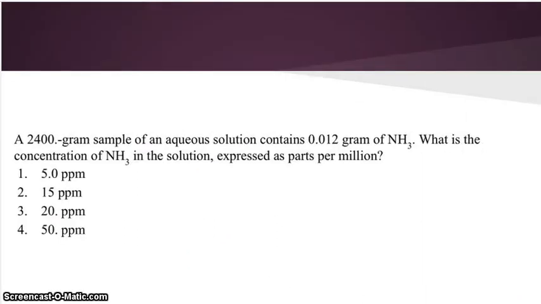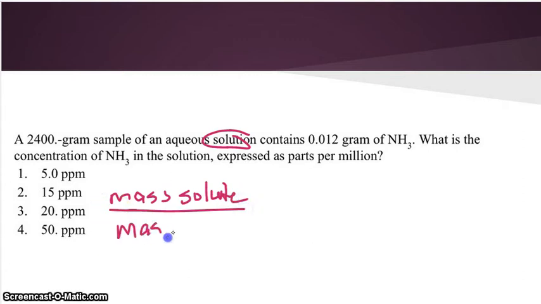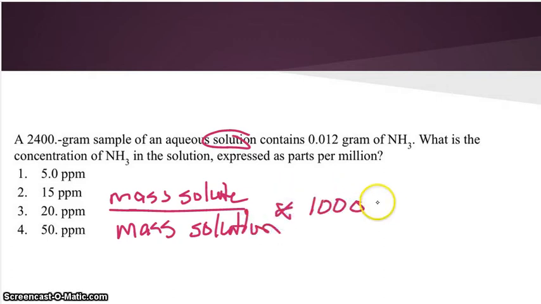Alright, the last one for the bit of help on this round of Castle Learning questions is actually a parts per million question. If you have a 2,400 gram sample of an aqueous solution that contains 0.012 grams of ammonia, what is the concentration of ammonia in the solution in parts per million? So our equation is mass of solute, and this is directly from your reference table, over mass of solution, times 1 million. So that's 6 zeros after it.